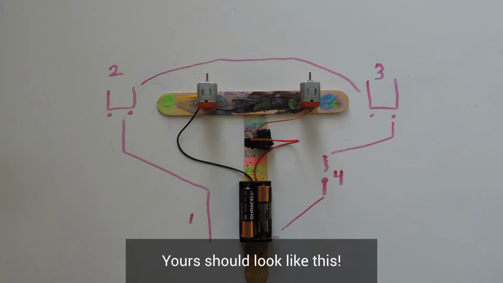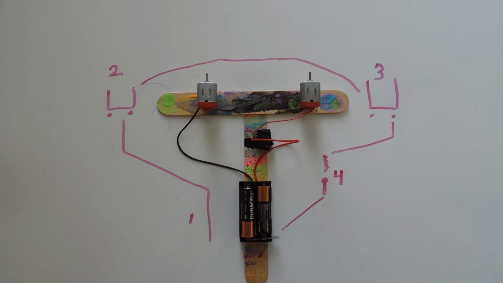Now, there's two ways that you can do this. You can either put your series circuit together first and then glue it onto the T-frame, or you can glue all the components to the T-frame and then connect your series circuit. It truly doesn't matter. Do whatever will work best for you.